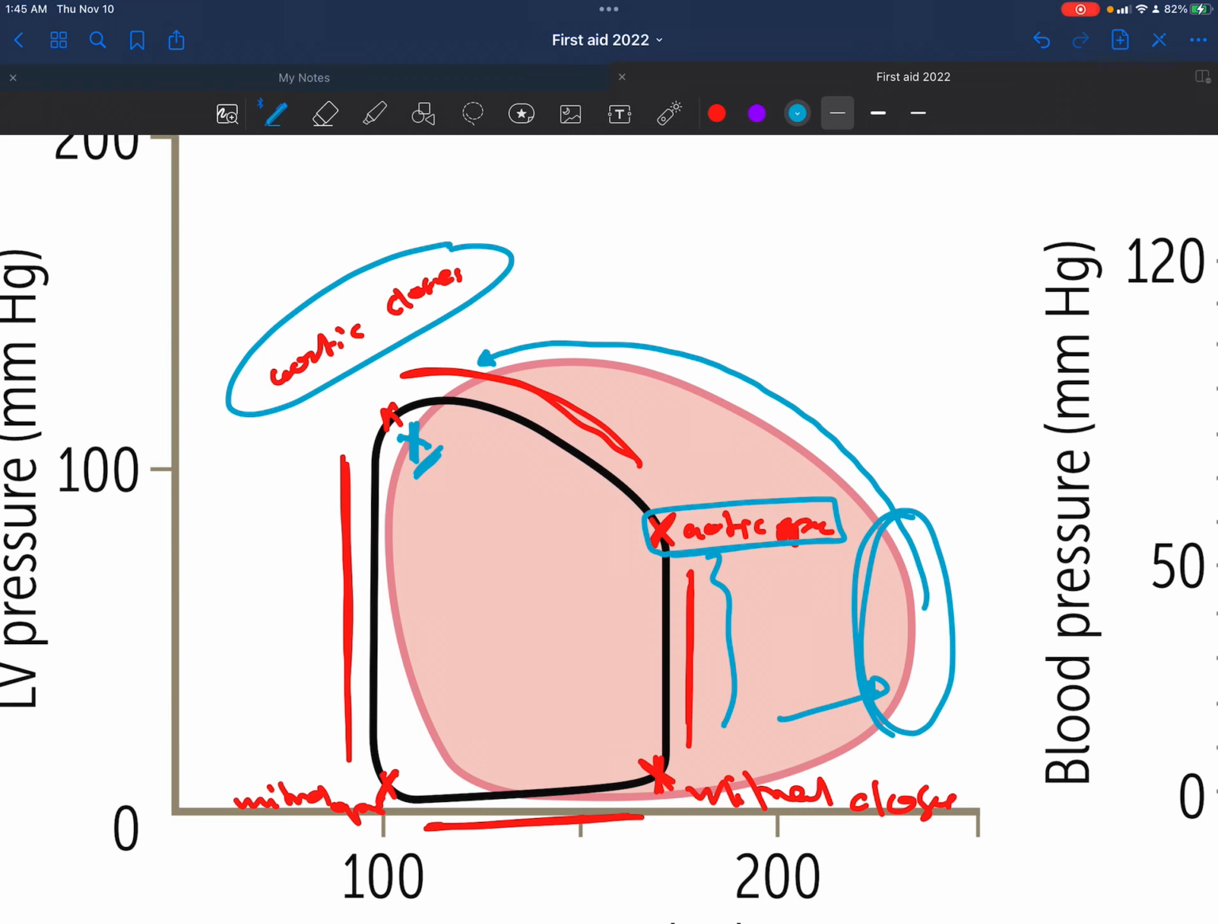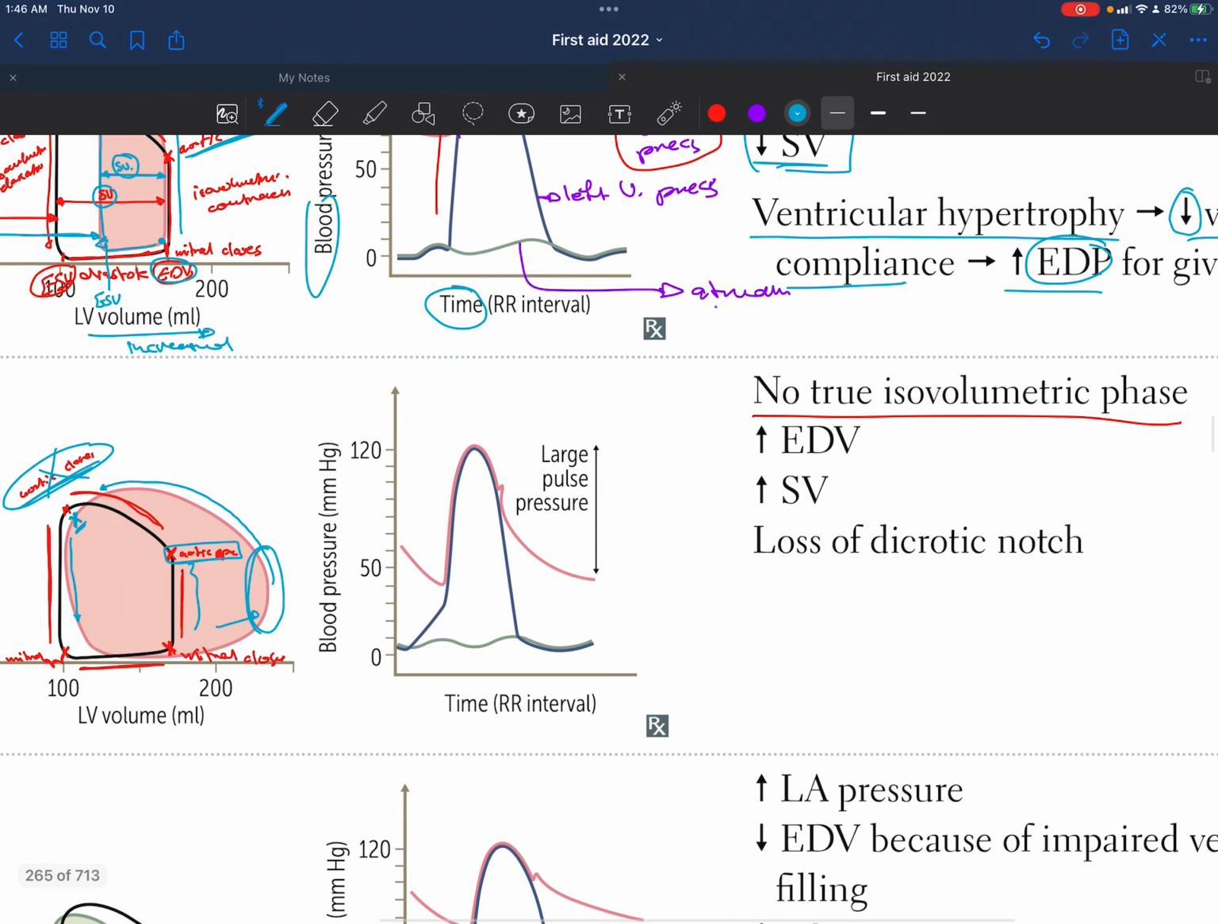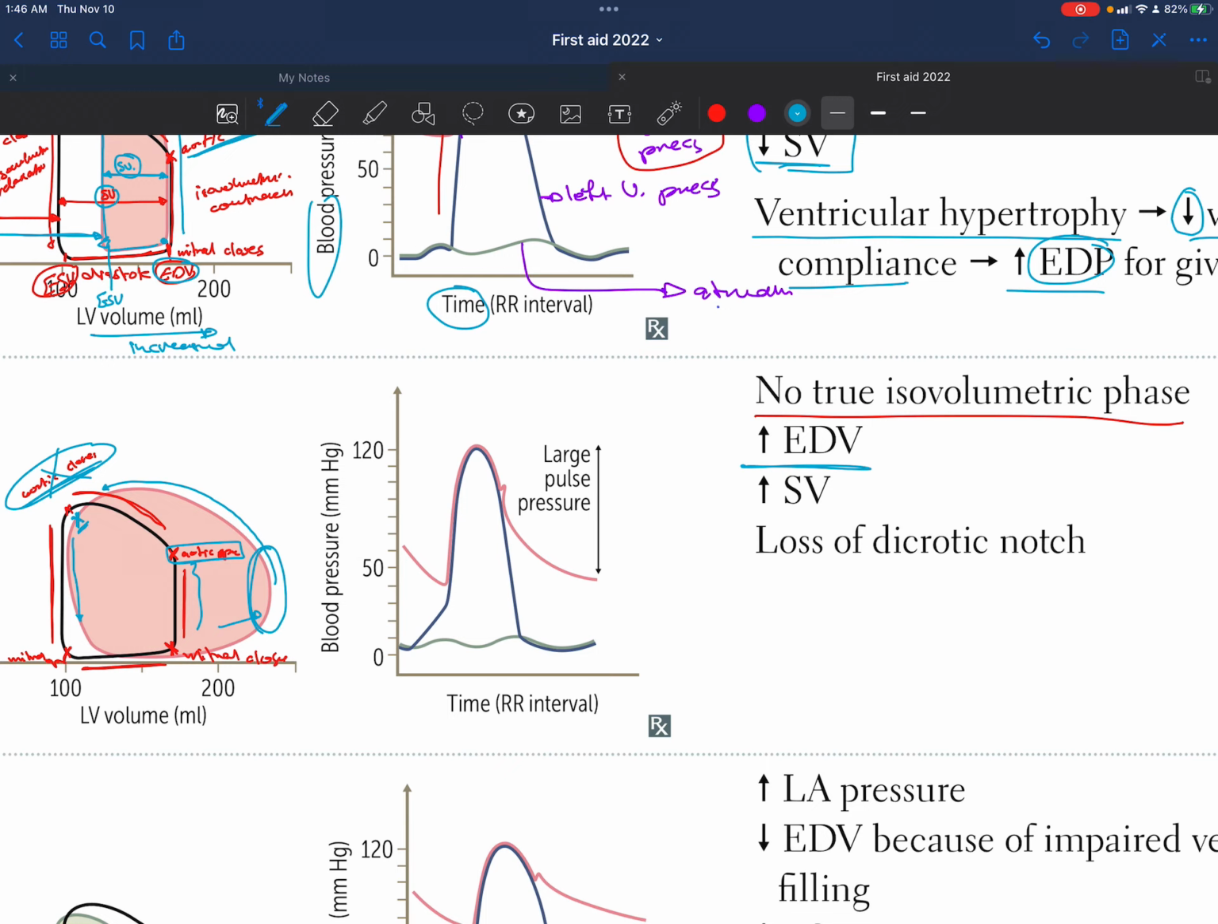That's the pink circle, the disease circle. So in the disease condition, that is the aortic regurgitation, there is no specific point where the aortic valve closes. We don't have that, unfortunately. So again, we have no true isovolumetric relaxation, just when you compare it to the normal conditions. So there is an increase in the end diastolic volume.